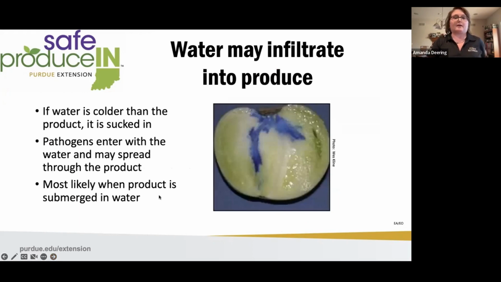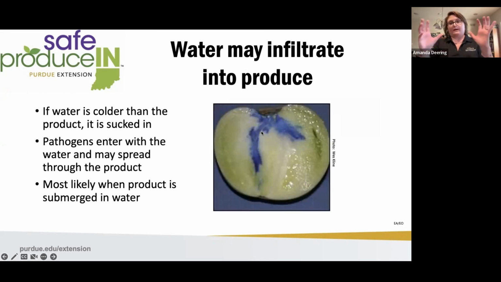So I'm going to just talk about this briefly. This is talking about water temperature. If there's a big temperature difference between the water that we're using and the temperature of the produce, it can cause this to happen. Okay, let me explain this here.